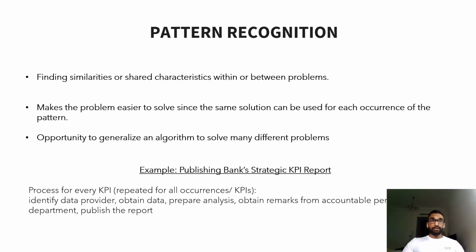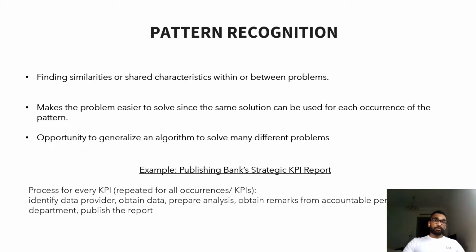The second pillar of computational thinking is pattern recognition. When we decompose the problem, we frequently find patterns among the subproblems, similarities or shared characteristics. Discovering these patterns makes the complex problem easier to solve since we can use the same solution for each occurrence of the pattern. In programming, this leads to the opportunity to generalize an algorithm to solve many different problems.